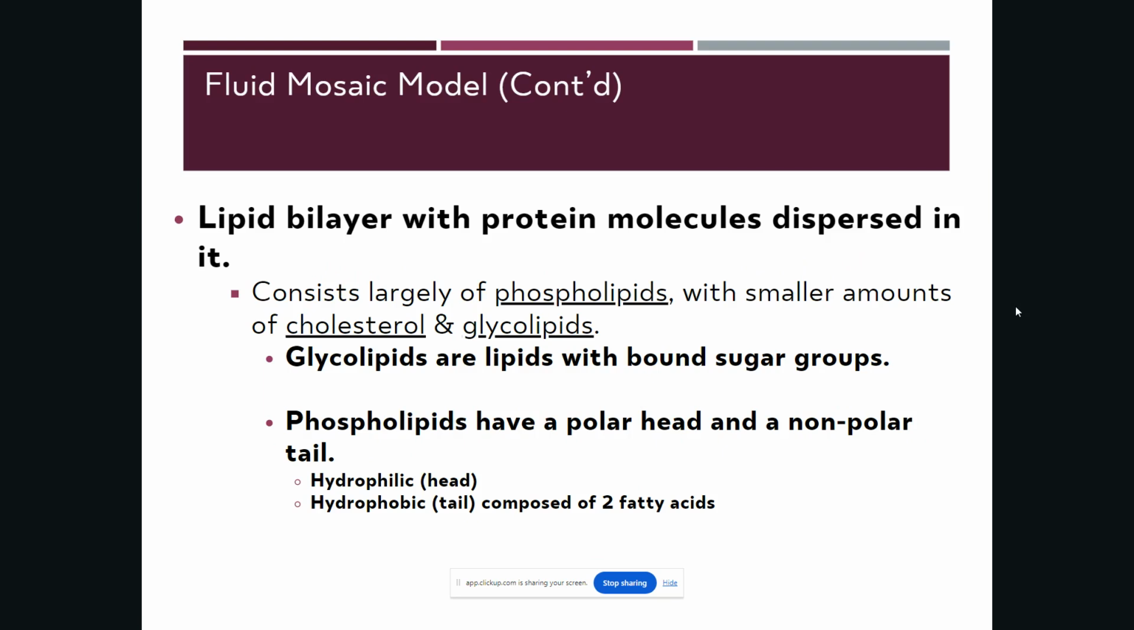Phospholipids have a polar head and a nonpolar tail. In the head is a phosphate group that is charged, which accounts for the hydrophilic or water-loving nature of the phospholipid head. The hydrophobic tail, however, is composed of 2 fatty acids, which are chains of hydrocarbon, and that is why they don't like to be near watery environments or are hydrophobic.